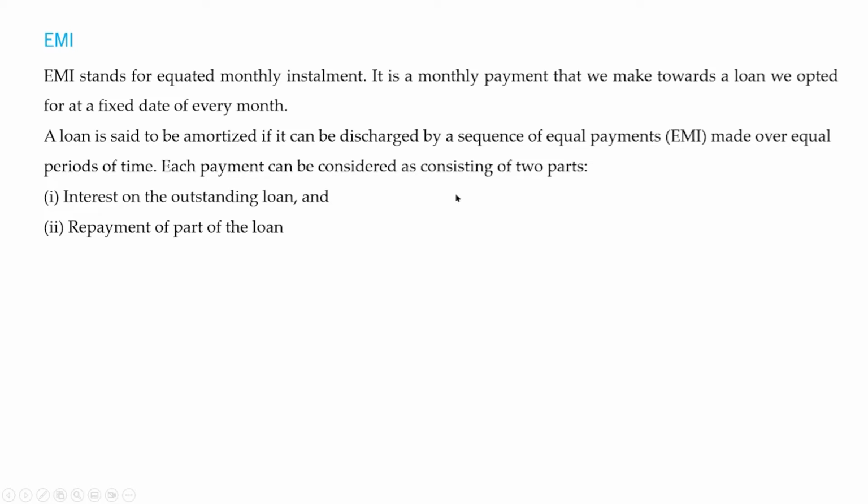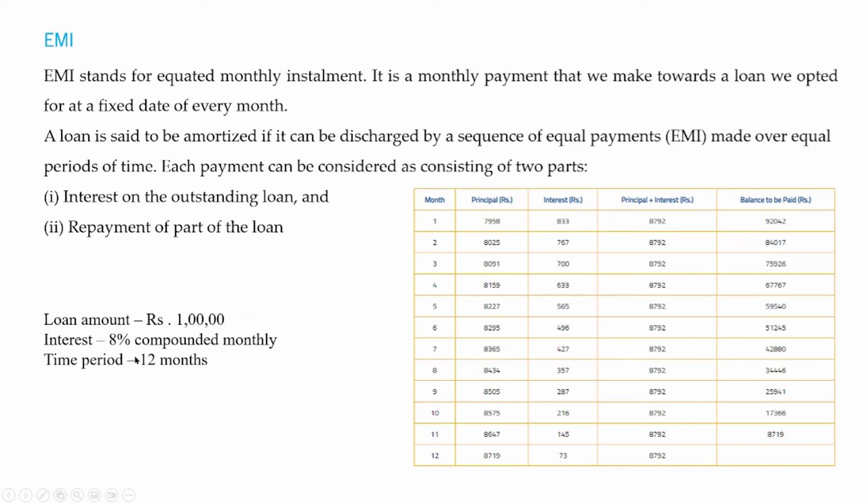Now let us understand this EMI with an example. Say for example, a person has opted for a loan for rupees 1 lakh, the interest is 8% compounded monthly, and this 1 lakh has to be repaid in 1 year by way of equated monthly installments for 12 months. So here this is known as the loan amortization schedule. Every month he has to pay an EMI of rupees 8,792. This is EMI.